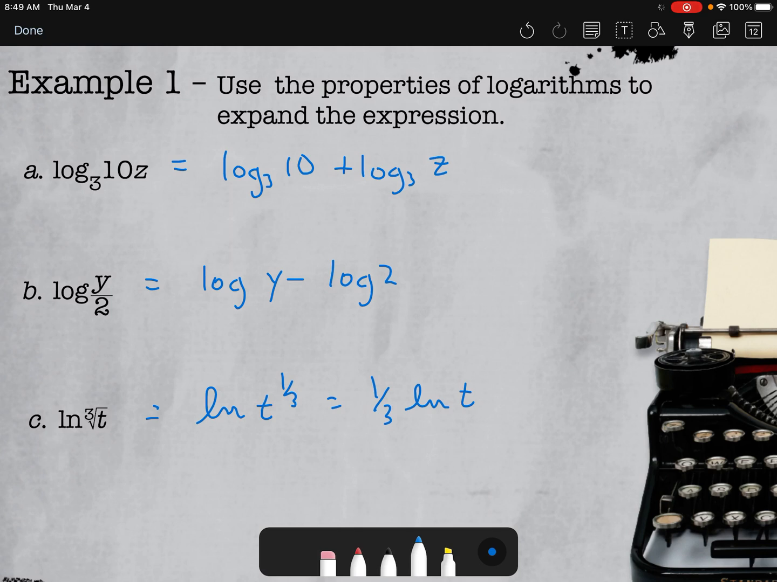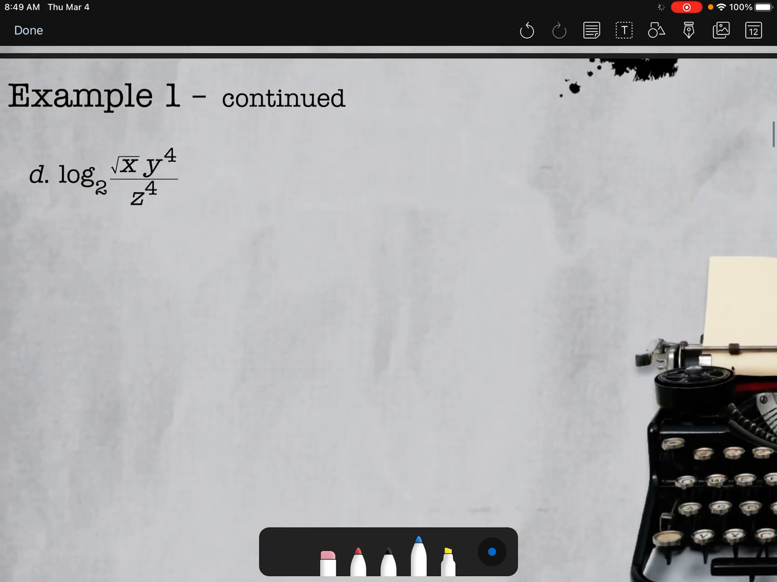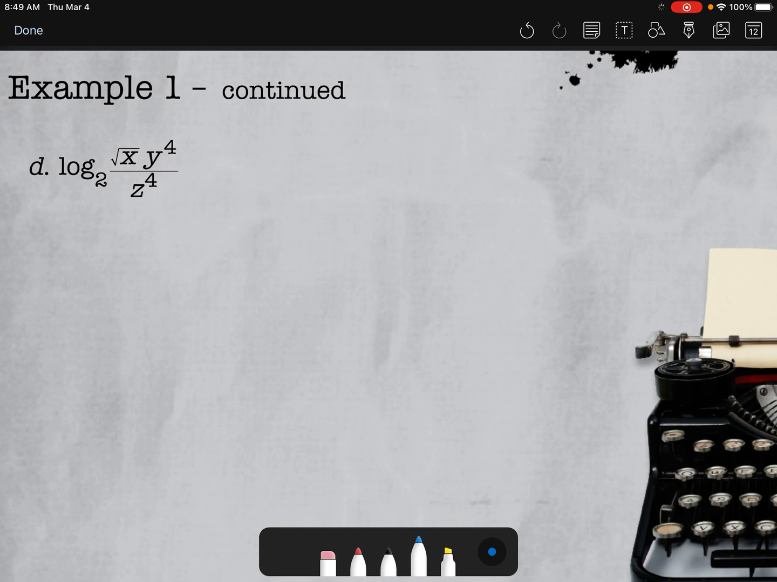So take your time, pause it, look those over. Those properties go with the examples here. So on D here, we have multiple things going on. We have multiplication, we have division, and we have a radical sign. So the first thing we probably should do is change that square root to a fractional power. So now we have a product and a division.